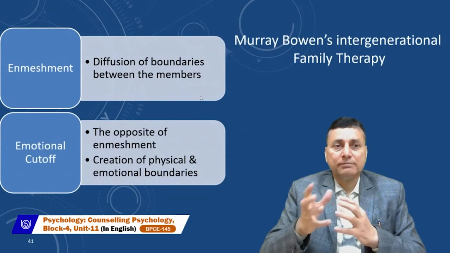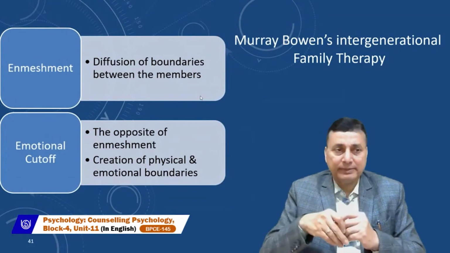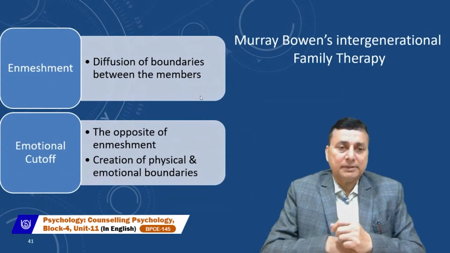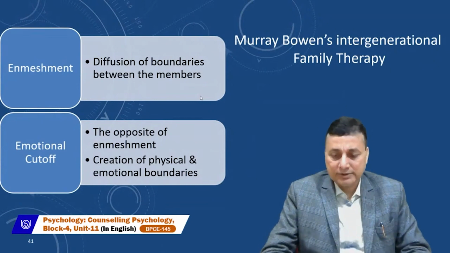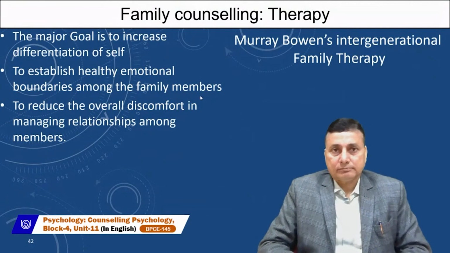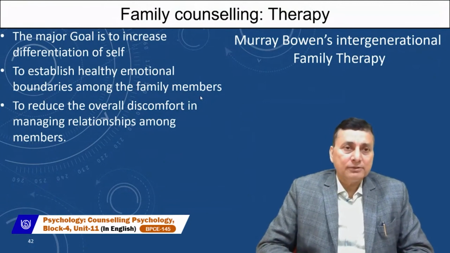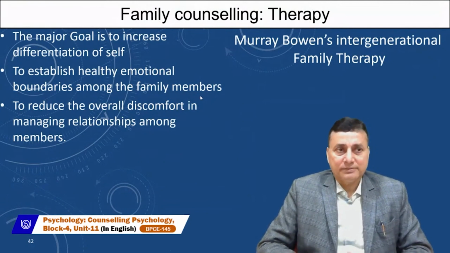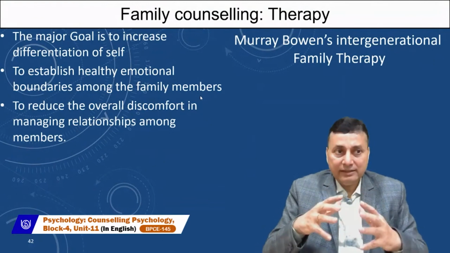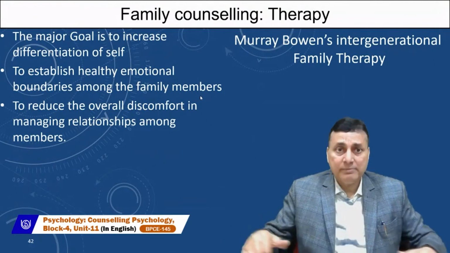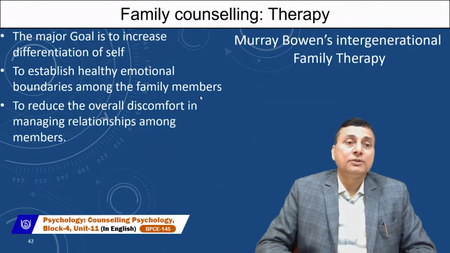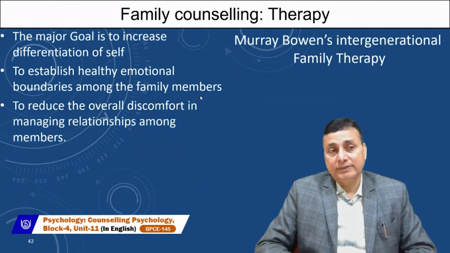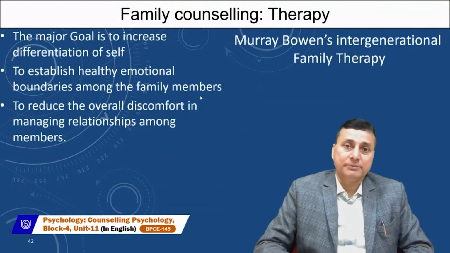Enmeshment means diffusion of boundaries between the family members. Emotional cutoff, the opposite of enmeshment, like creation of physical and emotional boundaries. So the major goal is to increase differentiation of self, to establish healthy emotional boundaries among the family members, so no one feels suffocated, and to reduce the overall discomfort in managing relationships among members.